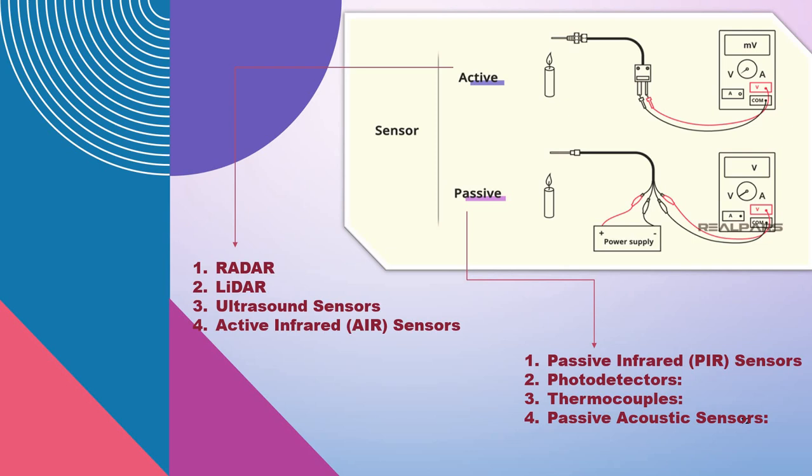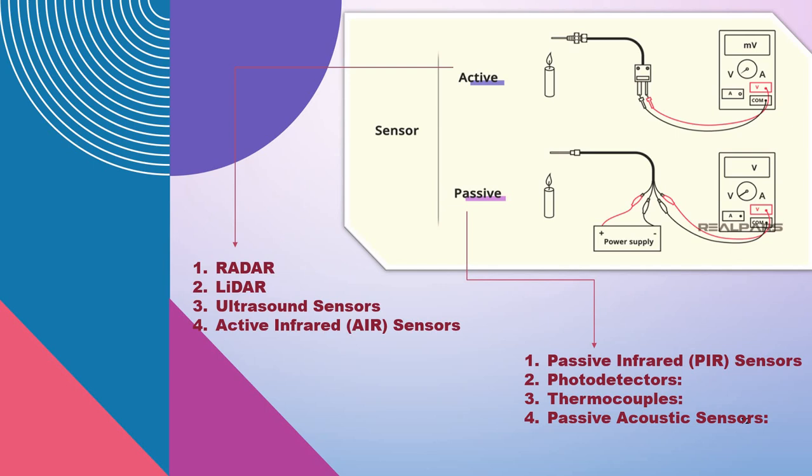And the next one is photodetectors. Photodetectors measure the light intensity to determine brightness levels or detect the presence of light. And the third one is thermocouples. These convert temperature changes into electrical signals for temperature measurements. And the last is passive acoustic sensors, which capture sound waves to analyze audio patterns or detect specific frequencies. So this is what is called passive sensors.